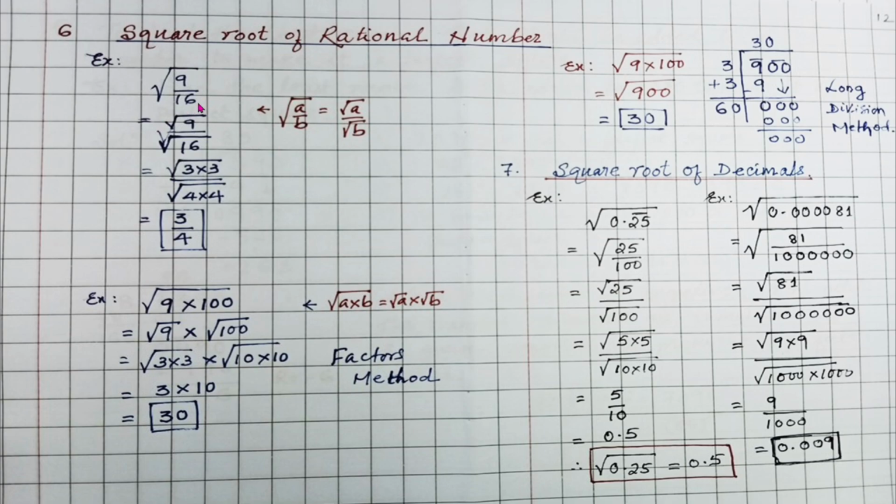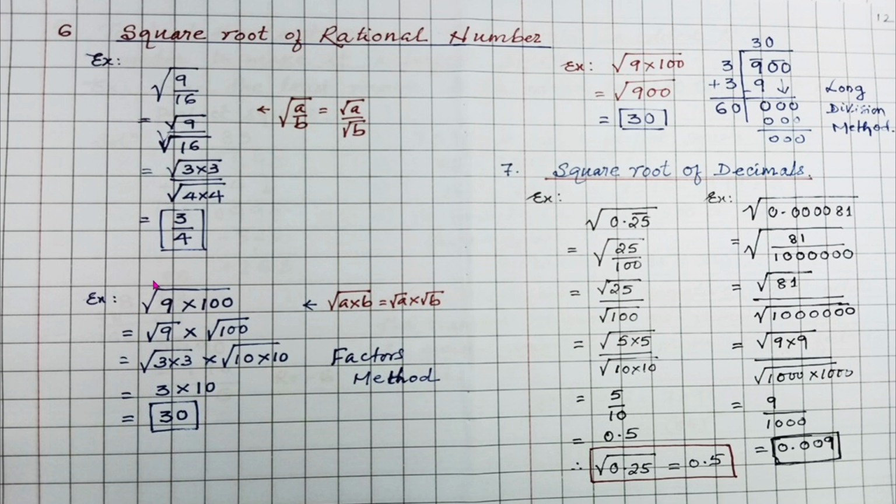Square root of 9 by 16. We have to apply the property of radicals, that is, square root of a upon b is equal to square root of a upon square root of b. When we apply this property of radicals, we find that square root of 9 by 16 is square root of 9 by square root of 16. Square root of 9 is 3 and square root of 16 is 4. Therefore, 3 by 4 is the square root of 9 by 16.